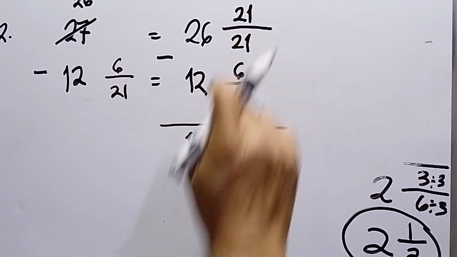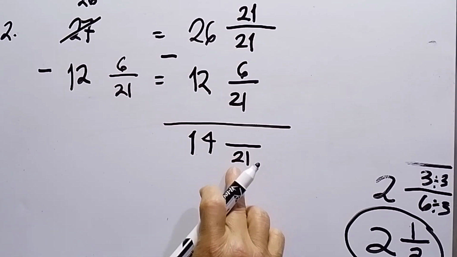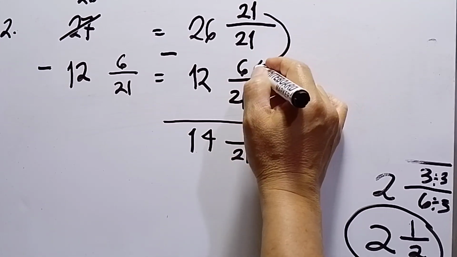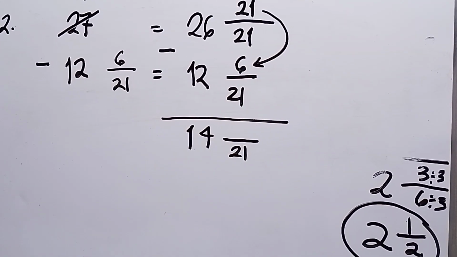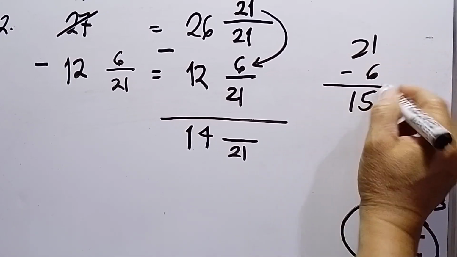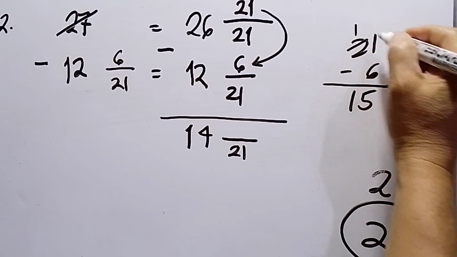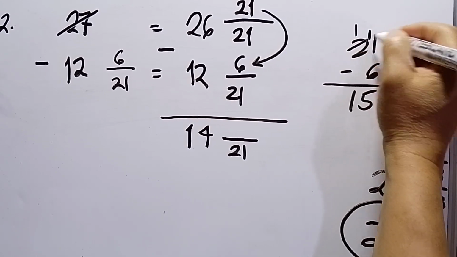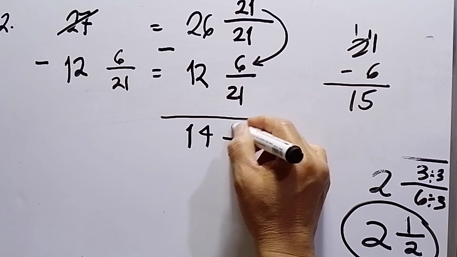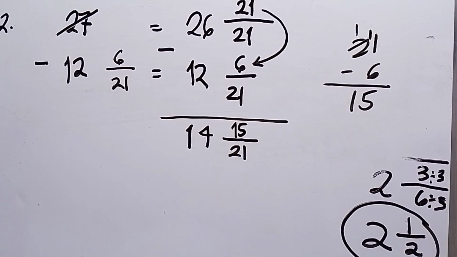This is a similar fraction. So I wrote 21 in here. And then try to subtract 21 minus 6. So 21 minus 6 is equal to 15. Because I will borrow from here and then put the 1 beside the 1. So 11 minus 6 is 5, and then bring down 1. So this will be 15 over 21.